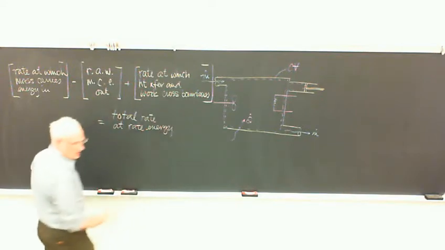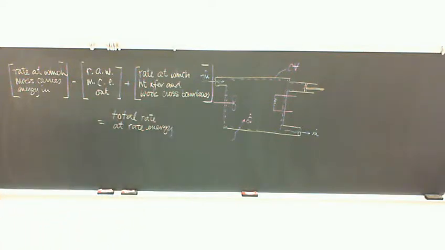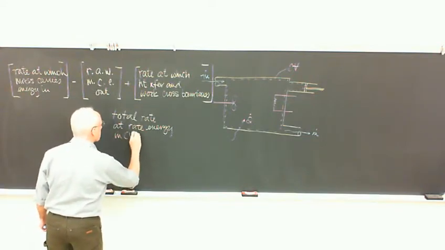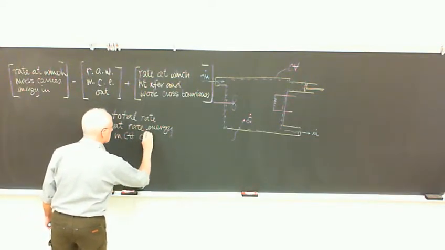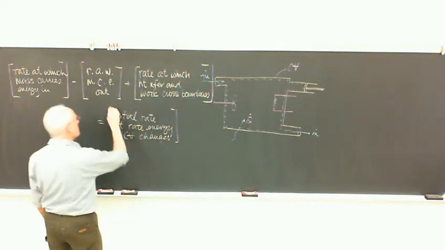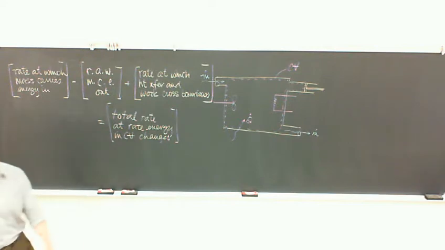The difference between those will be the rate at which energy in the control volume changes. Because not only could we be accumulating mass in the system if we're filling it, we might not be. We might have as much mass going in as we have coming out, but the energy content might be changing. Total rate at rate.